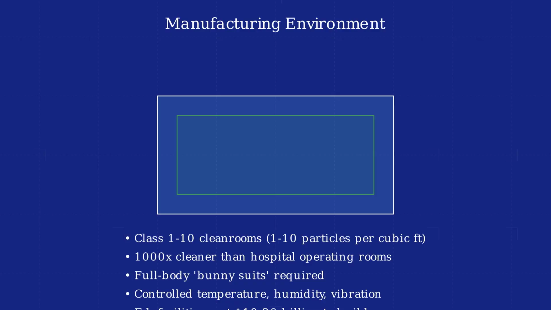A modern semiconductor fabrication facility costs between $10 and $20 billion to build, making CPU manufacturing one of the most expensive and technically complex manufacturing processes in the world.